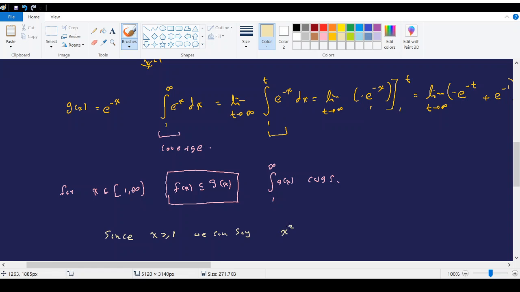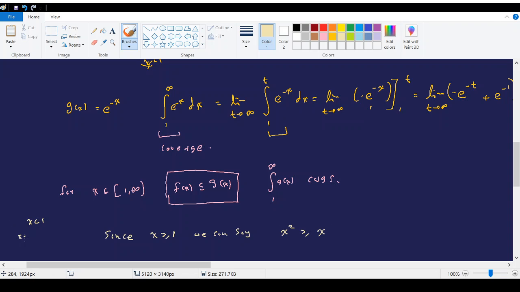x squared is greater than or equal to x. Because if x is less than 1, then this inequality is the other way around.